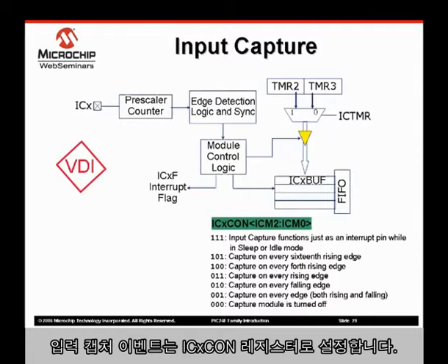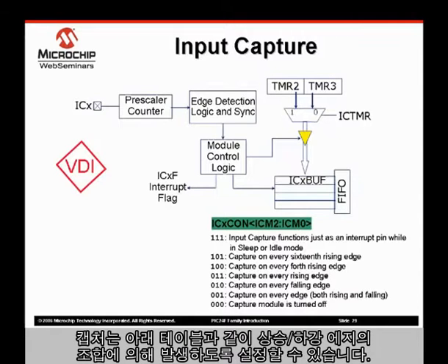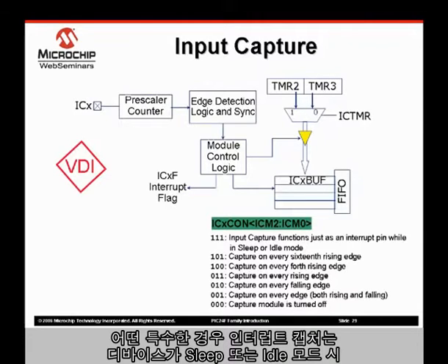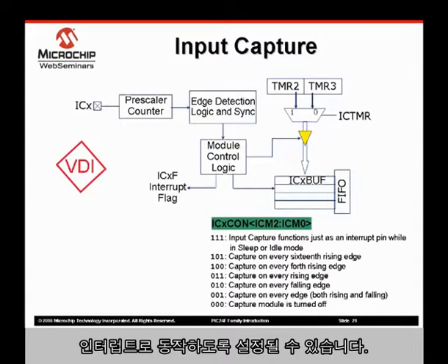The input capture event itself can be set via the ICxCON registers. The capture can be set to occur based on a combination of rising and falling edges as shown in the table listed below. One special case with the input capture is that it can be set to act as an interrupt while the device is in sleep or idle modes.